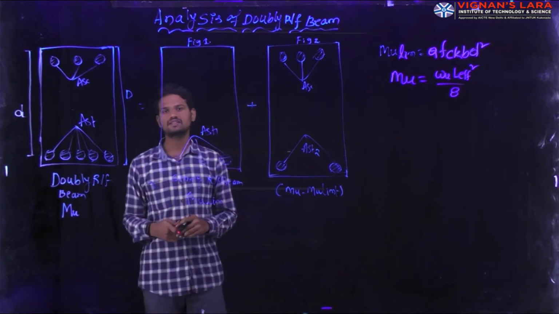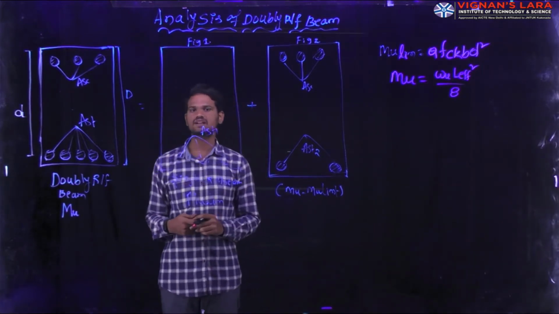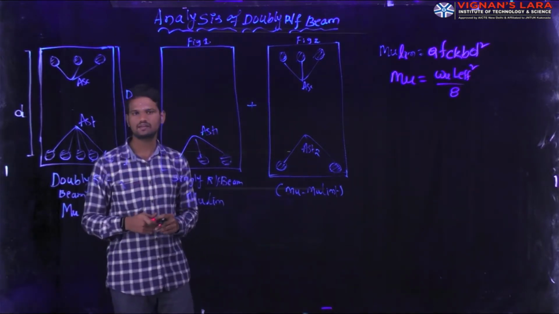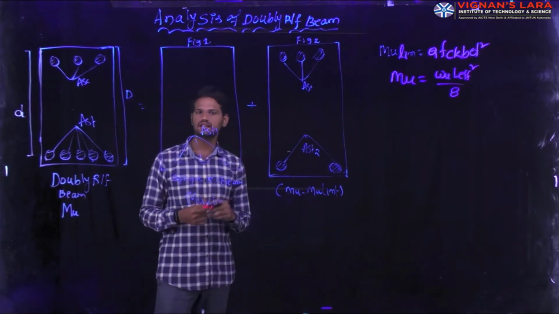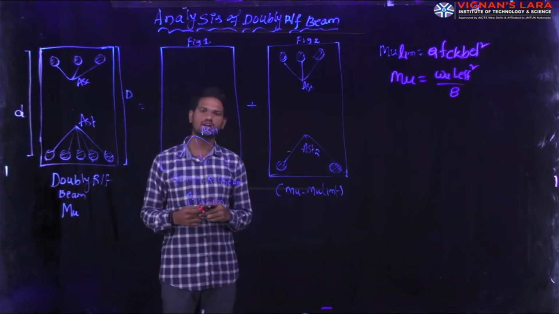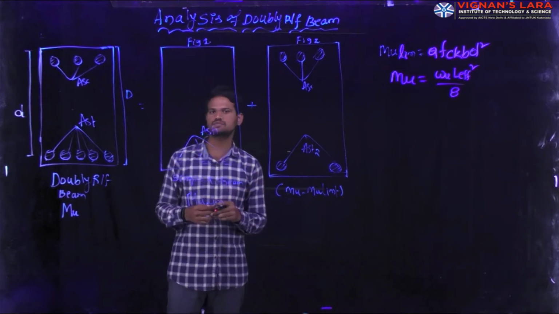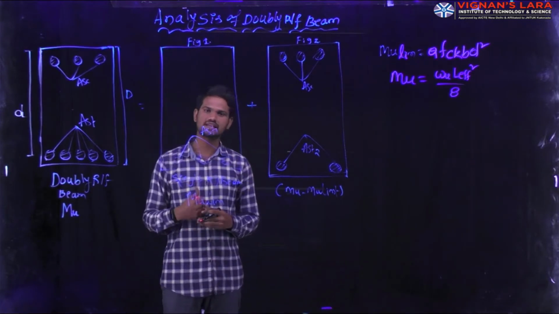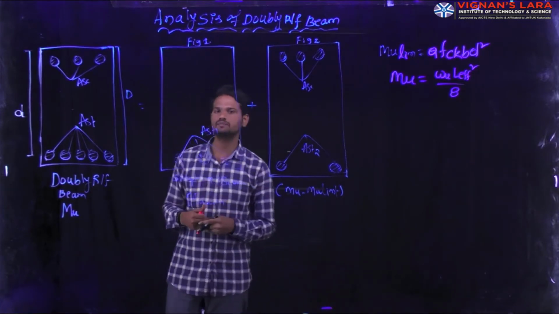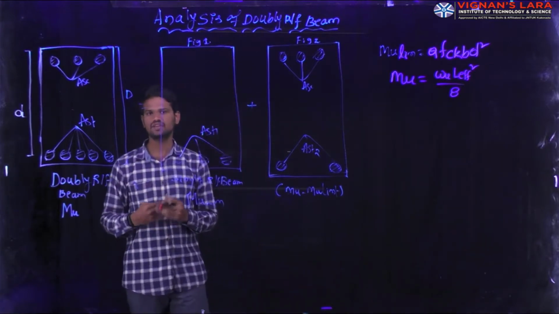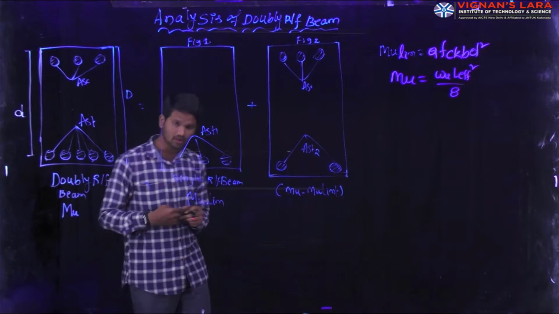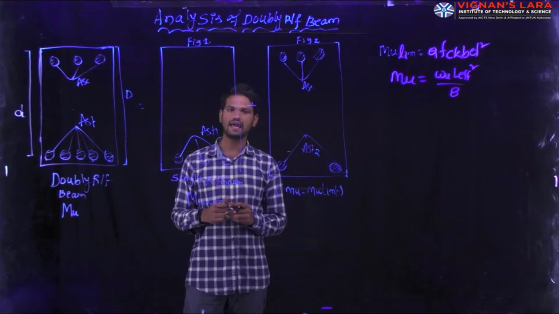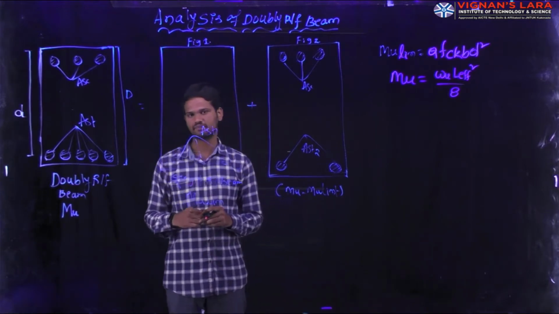In the last class, we discussed the design procedure of singly reinforced beam. From previous sessions, we have covered what is meant by a singly reinforced beam, and the various types of analysis procedure for singly reinforced beams. We also discussed the design procedure and solved some problems based on singly reinforced beam design. Today we will see one more discussion, on the design and analysis of doubly reinforced beam.